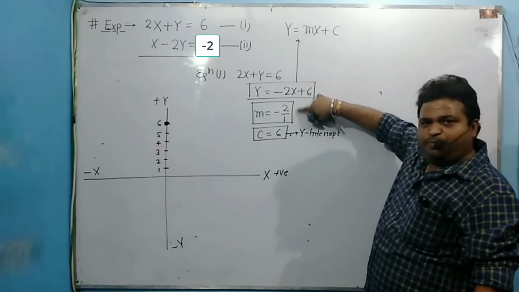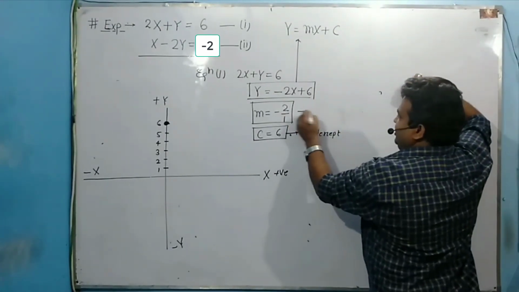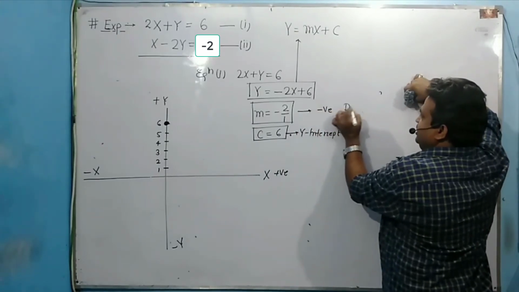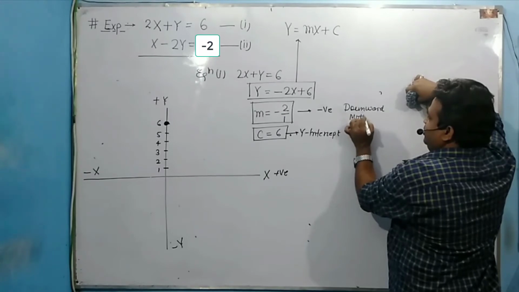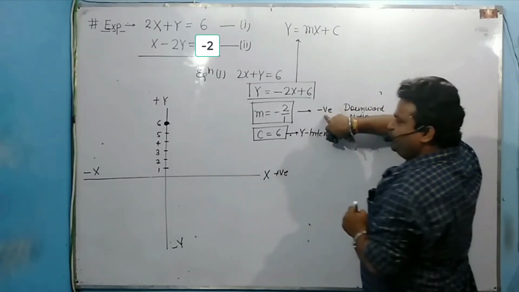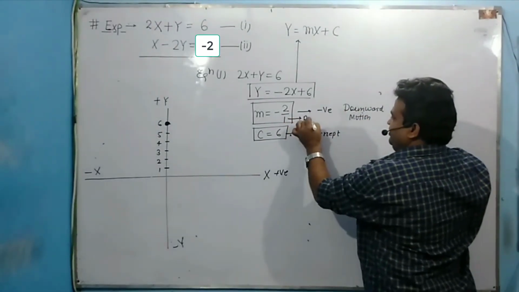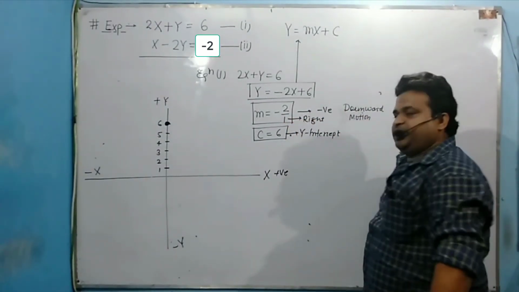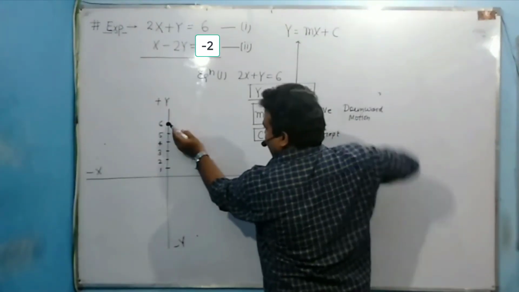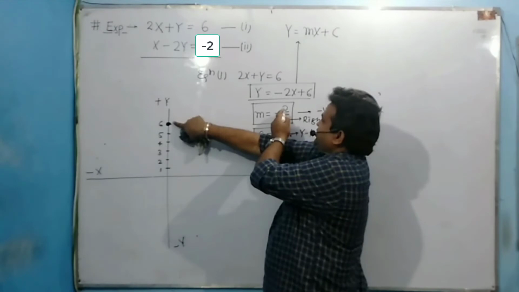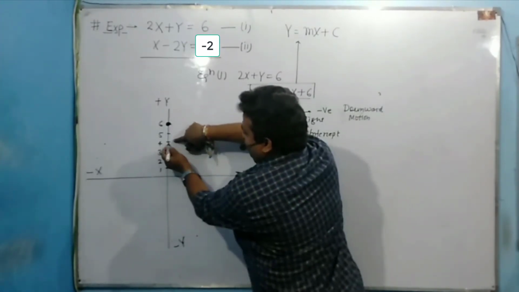Now, the slope plays a very important role in drawing a line. Since this value is negative, it means downward motion. How much downward? 2 steps down, 1 step right. You can see my lecture video in previous classes. So this is 2 downward. From this point, put your finger over here. 2 steps down. Why is it down? Because it's a negative sign. So 2 steps down, 1 step right.